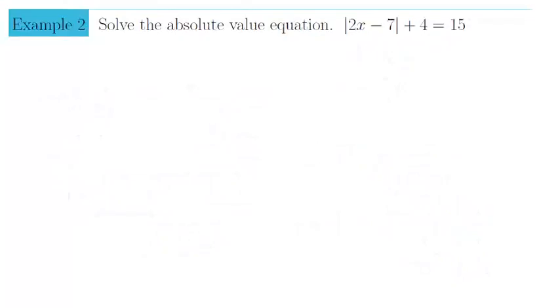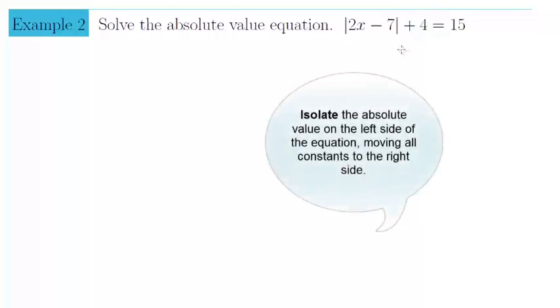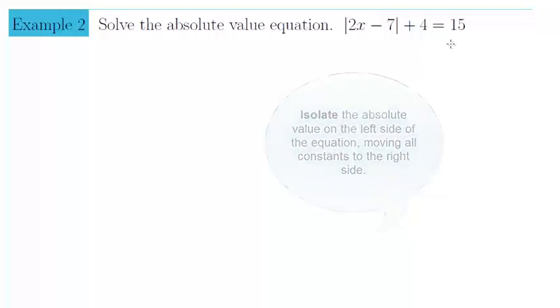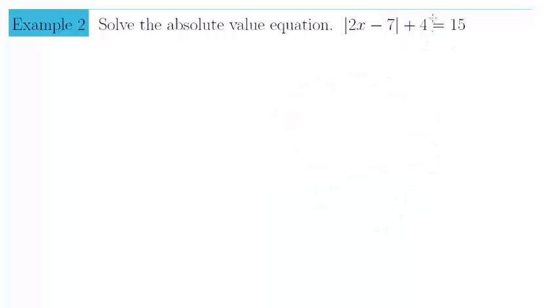Here's example 2. Solve the absolute value equation. Absolute value of the quantity 2x minus 7, quantity closed, plus 4 equals 15. Now, to start this problem, we want to take this absolute value equation and make it look like the one in the previous example, meaning that we want to isolate the absolute value on the left side and put all the constant terms on the right. To do this, we're going to use reverse operations, and we're going to get rid of the 4, moving it over next to the 15 by subtracting it from both sides.